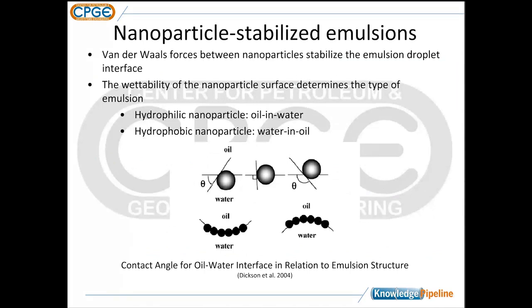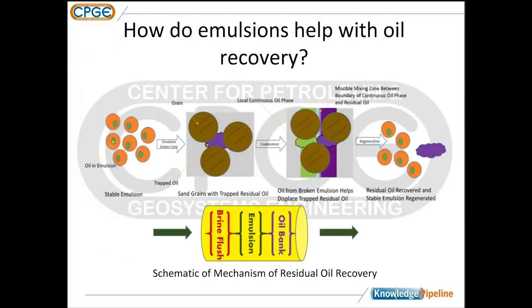Now, I'd like to talk about some of the applications of these nanoparticles that we've been studying. So I'll start out with these nanoparticle-stabilized emulsions. The way that the nanoparticles stabilize the emulsions is that the van der Waals forces between the nanoparticles help keep the emulsion droplets stable. And the wettability of the nanoparticle surface determines the type of emulsion that will form. So if we're using a hydrophilic nanoparticle, we'll be able to form oil and water emulsions. If you want to go the other way, you can use a hydrophobic nanoparticle.